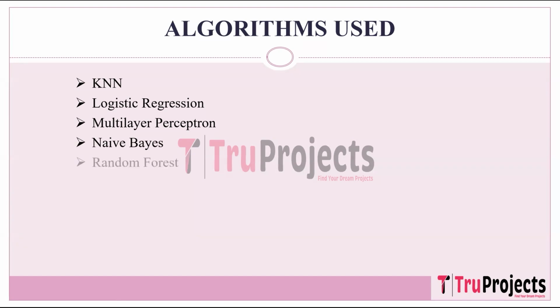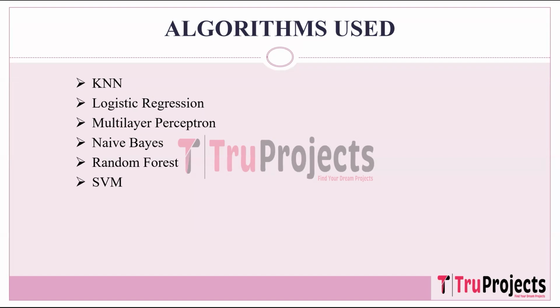Naive Bayes is applied for classifying brain tumor images by estimating the probability of a tumor given the observed features. Random forest. Random forest is an ensemble learning method that constructs multiple decision trees during training and outputs the mode of the classes, classification, or the mean prediction, regression, of the individual trees. Random forest is used to improve the accuracy and robustness of brain tumor classification by aggregating predictions from multiple decision trees.